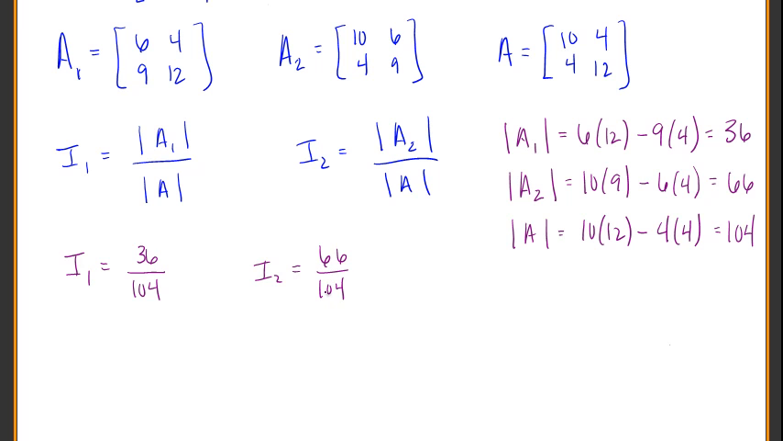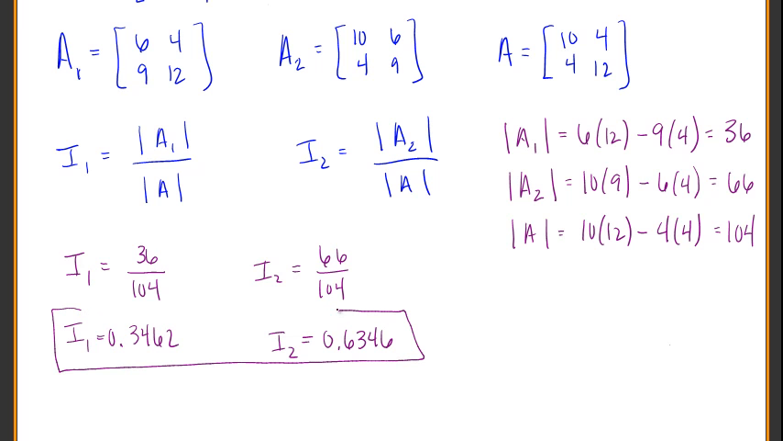And if I plug these into my calculator, you're going to get I1 to be 0.3462, and then I2 to be 0.6346. So either way, we got the same answers that we did before.